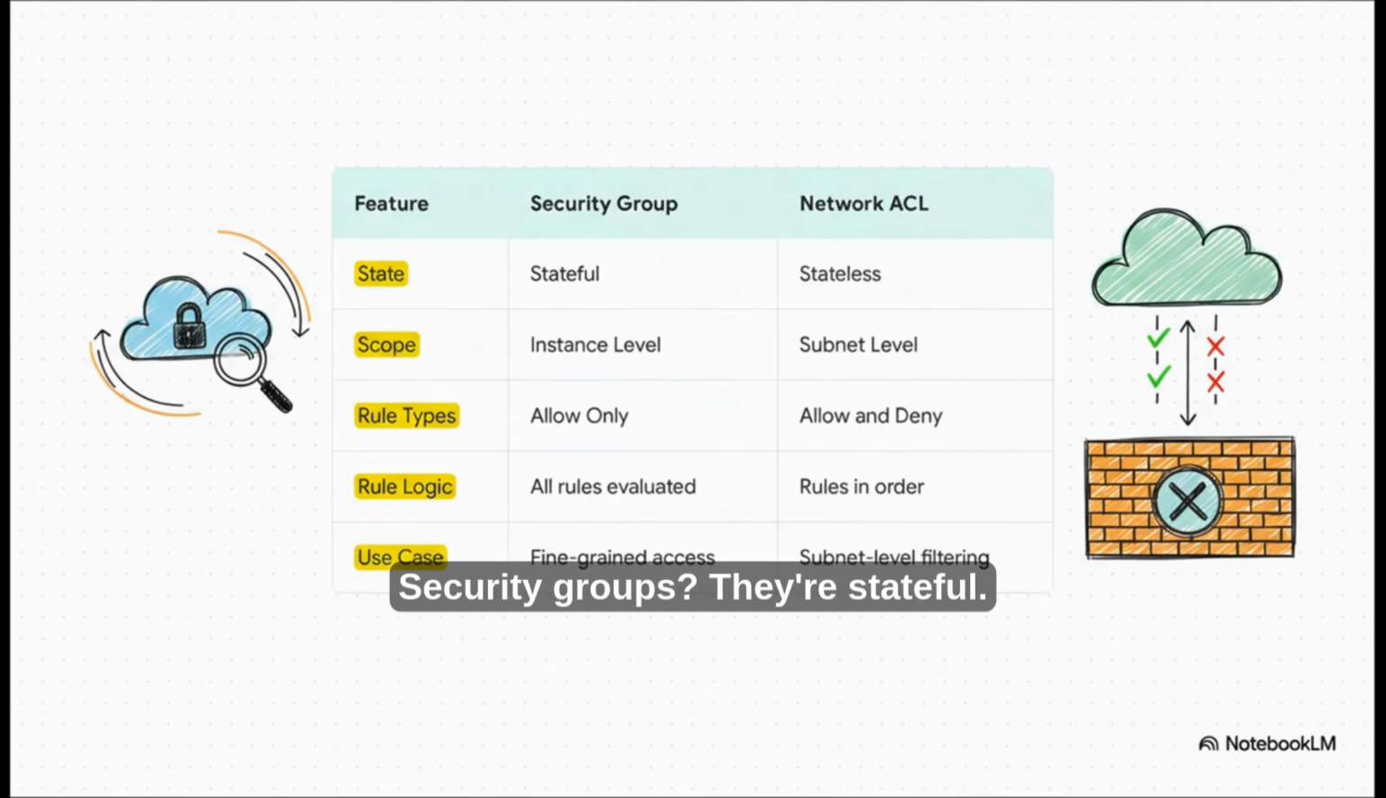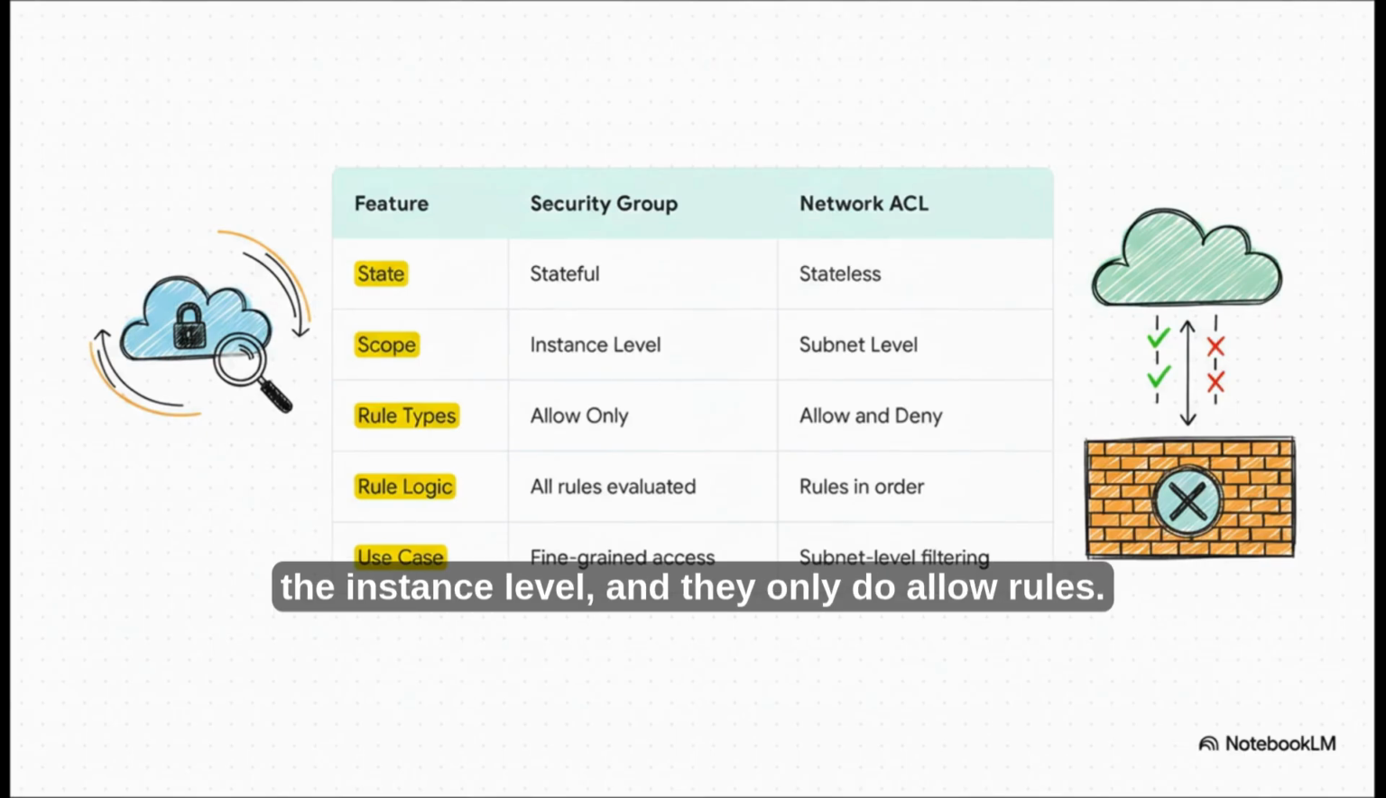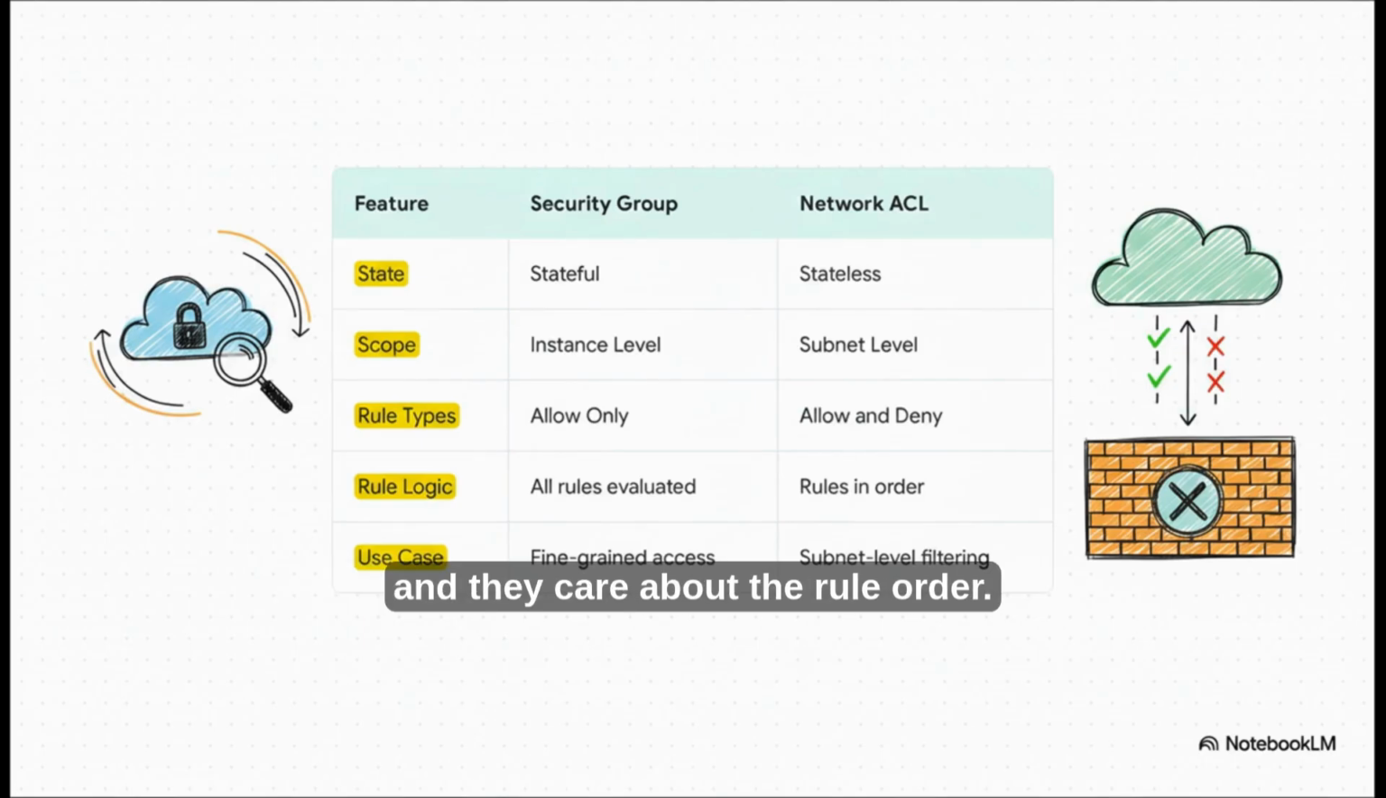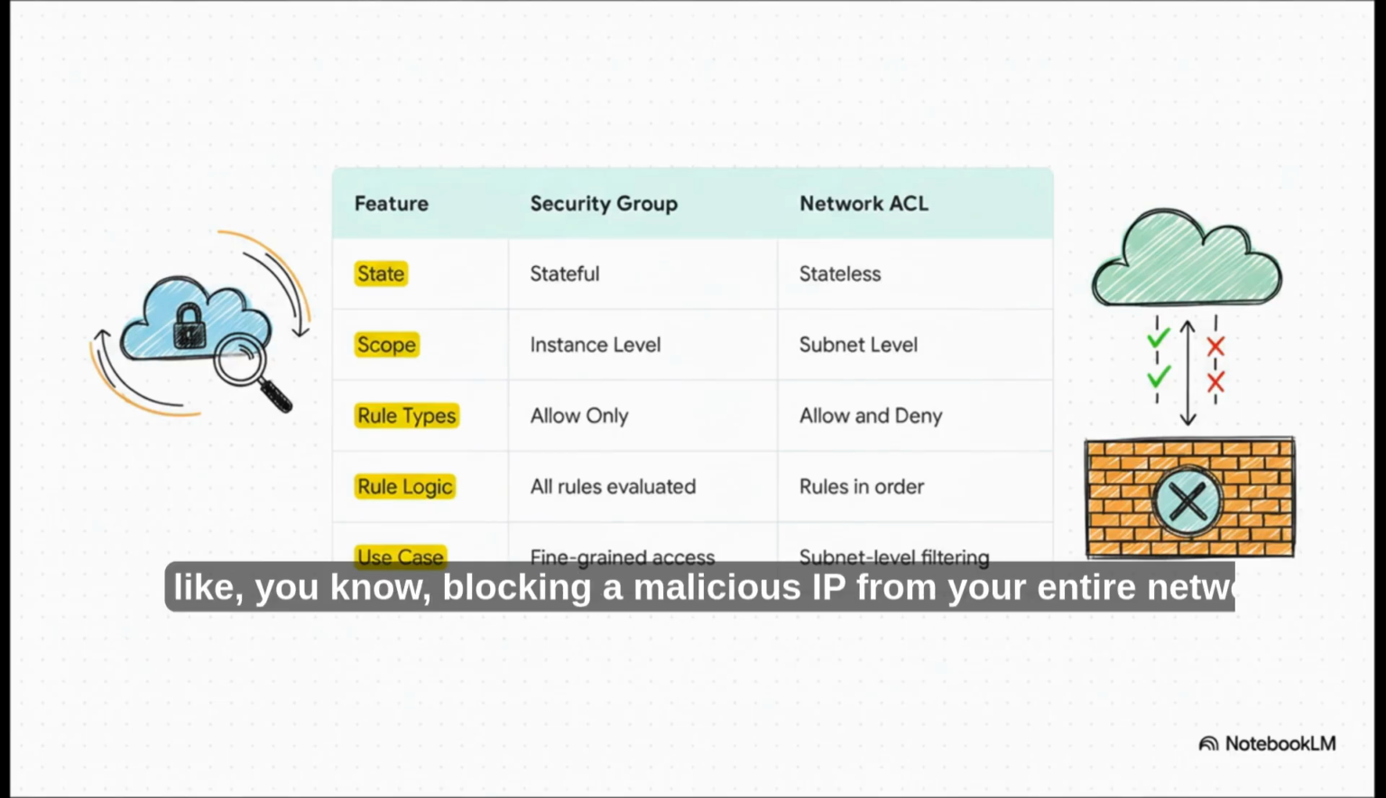Security groups, they're stateful, they live at the instance level, and they only do allow rules. Perfect for detailed, fine-grained access, like only let this server talk to the database. Network ACLs, they're stateless, live at the subnet level, can do both allow and deny, and they care about the rule order. They're ideal for broad stroke filtering, like blocking a malicious IP from your entire network.